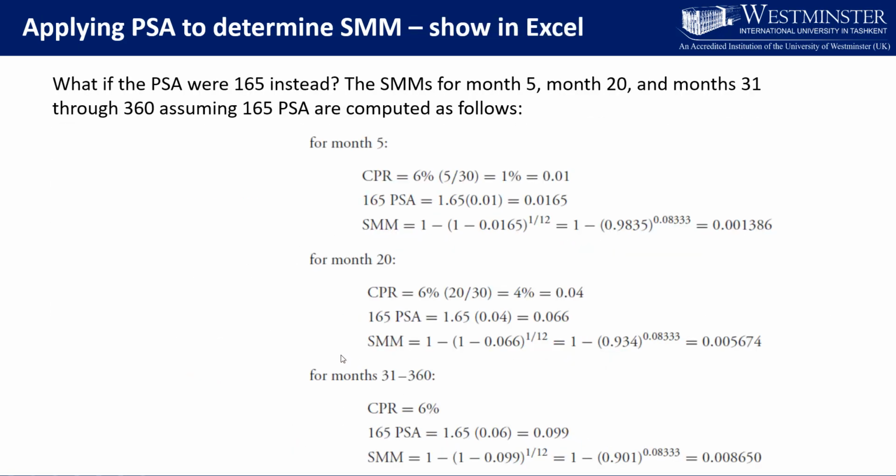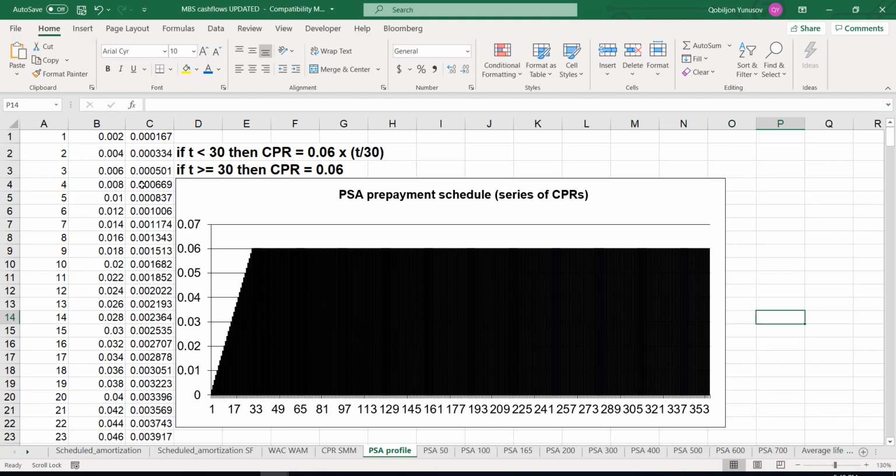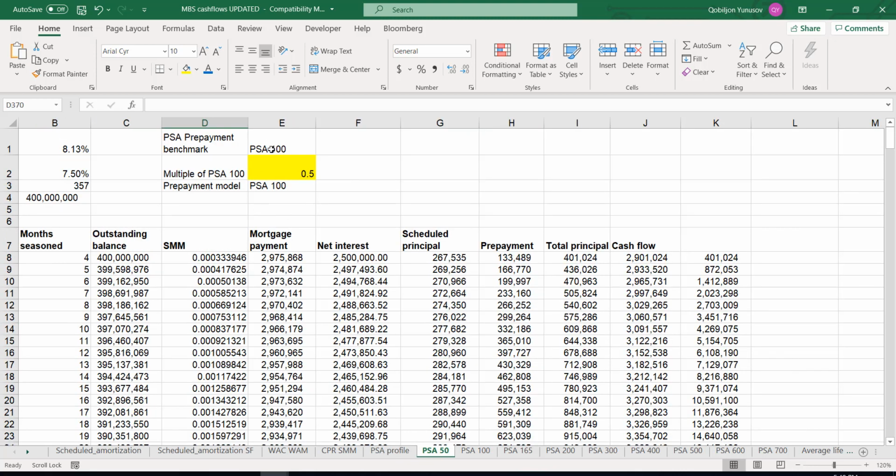So let's look at some example using Excel. Let's say CPR is 0.2%, SMM is calculated accordingly using the formula. And let's look at some PSA profiles. So if T is less than 30, this is PSA 100. The PSA 100 has a limit of 6% after the 30th period, right? So then you've got these little steps that take you all the way. PSA 50 is half, so the cash flows would look like this.